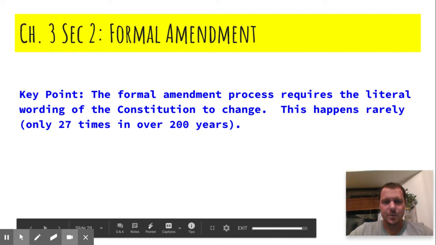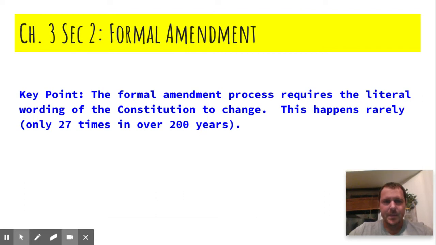Constitution, just what you wanted to learn about. We're going to learn about formal amendments, and then later we're going to watch a video about informal amendments to the Constitution. So, as you can see by the key point there on the screen, the formal amendment process is when we literally change the wording of the Constitution.